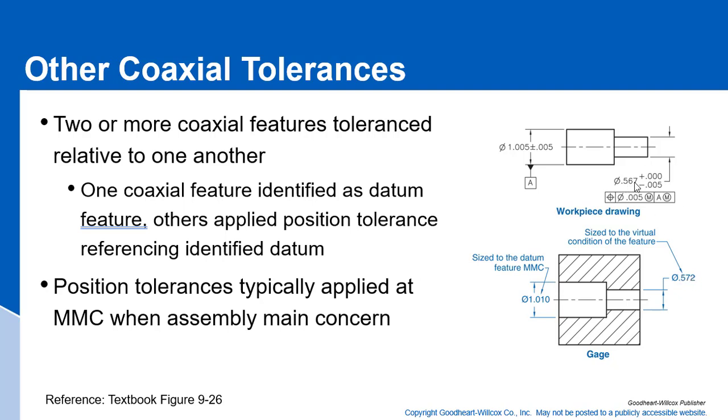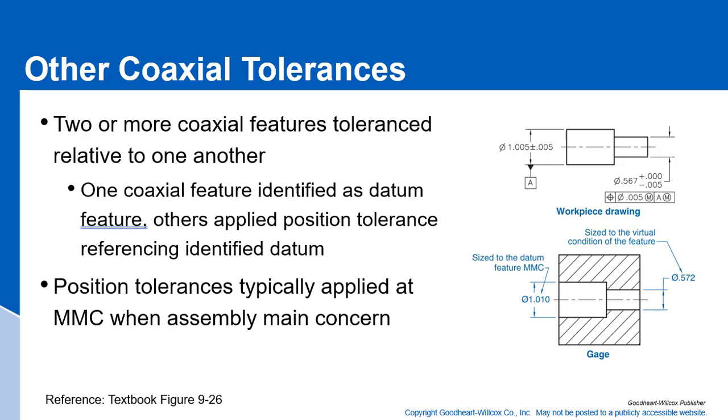The maximum material condition of this diameter here would be the 567 plus the 5 thousandths true position. That gets me to 572. So I would put this part into this gauge, and as long as it fits, then everything would be fine, and the part would meet that coaxial tolerance.